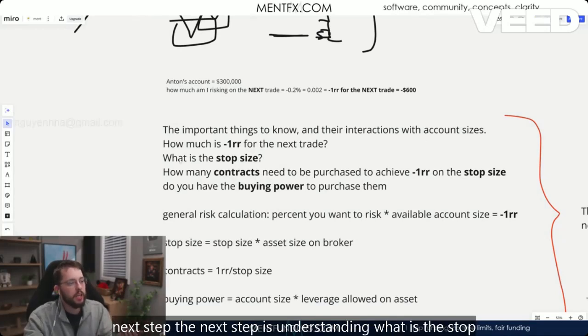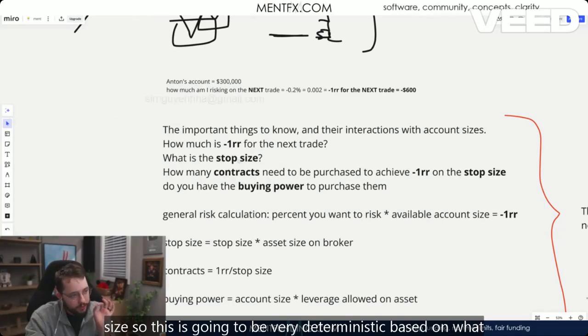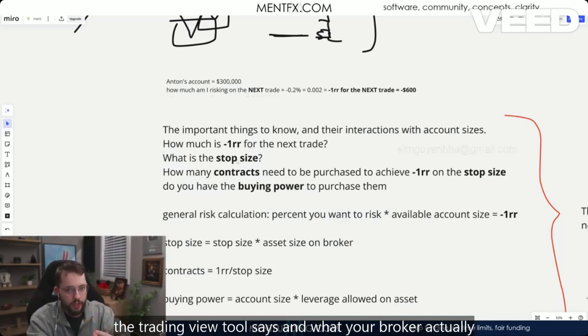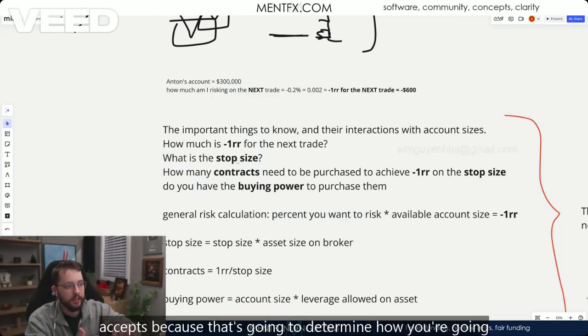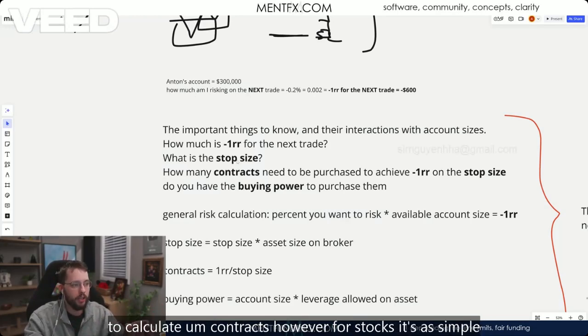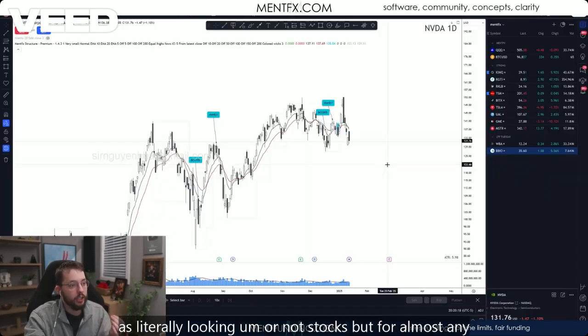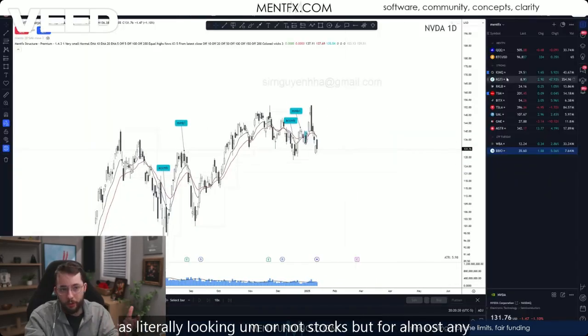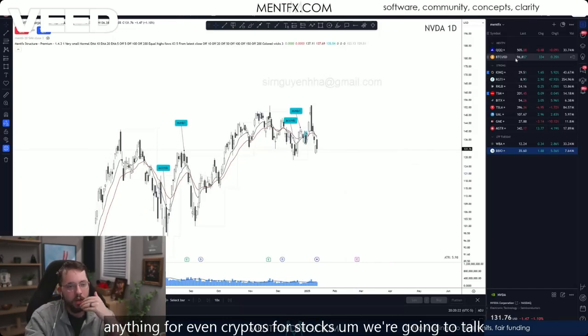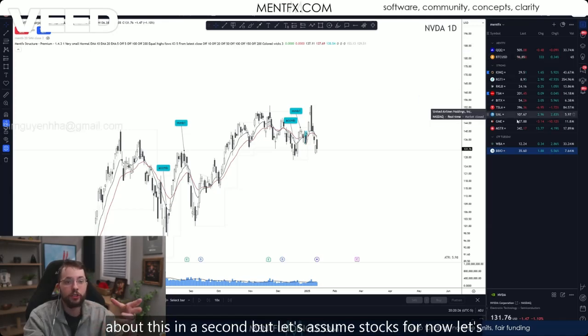The next step is understanding what the actual stop size is. This is going to be very deterministic based on what the TradingView tool says and what your broker actually accepts, because that's going to determine how you're going to calculate contracts. However, for almost anything, even cryptos and stocks, we're going to talk about this in a second, but let's just assume stocks for now.